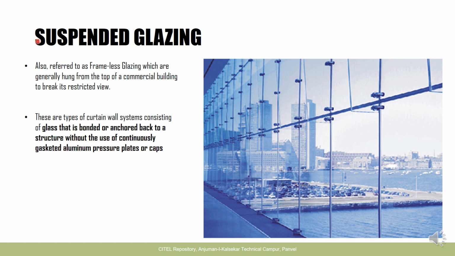So another typology of glazing or building skin is suspended glazing. As you can see in this image, this is again a type of glazing that is used for larger spaces or larger facades. The main difference between suspended glazing and curtain wall is that this is a frameless type of glazing. So it offers a clearer view since there's no frame involved.